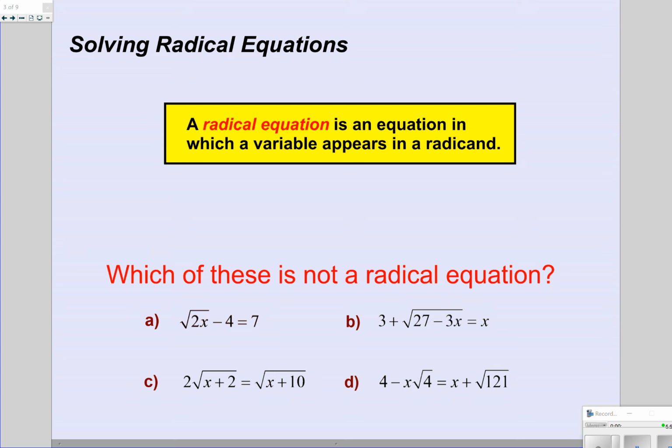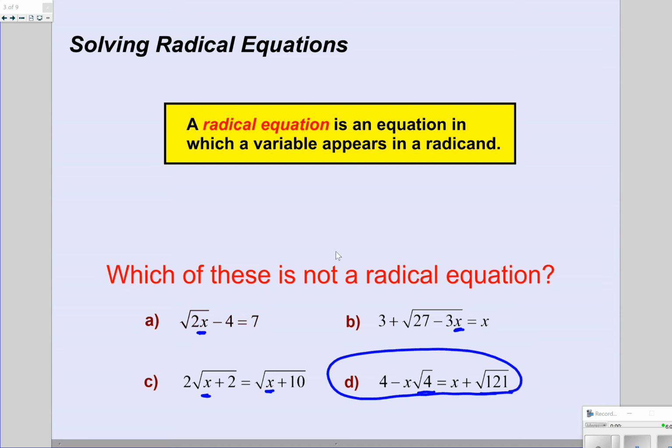But which one of them is not a radical equation? And if we look at A, we see a variable as a part of the radicand. We see that in B as well. We see that in C in 2 different locations. So all 3 of those are radical equations. But letter D would not be a radical equation because the square root of 4 and the square root of 21, neither of those radicands contain a variable. So D is not a radical equation, but A, B, and C are.